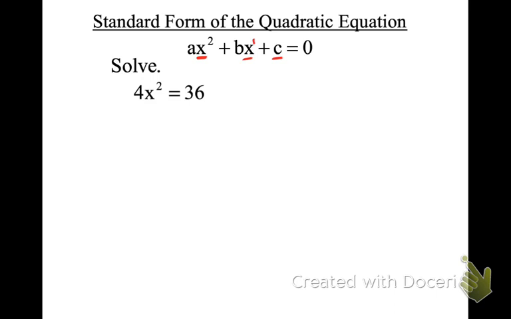Okay, let's try this one. It doesn't look like ax squared plus bx plus c because it's not a trinomial, but it is a quadratic. We see that x squared. So we still have to set it equal. Notice in standard form, it's always equal to 0. So what do we do to get it equal to 0? We're going to subtract 36 from both sides.